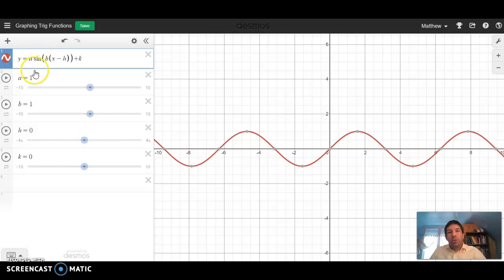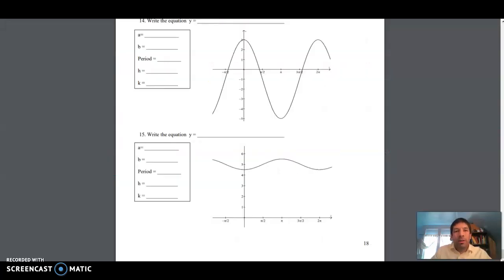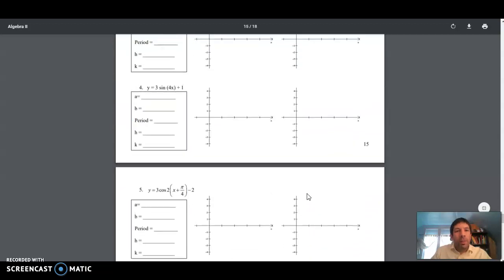If you're trying to go from the equation to the graph, so let's say you've got the equation on your paper, what I would recommend doing is coming here and just changing the a, b, h, and k values to see what happens to the graph. Okay, so for example, let's pick one of these from our sheet here.